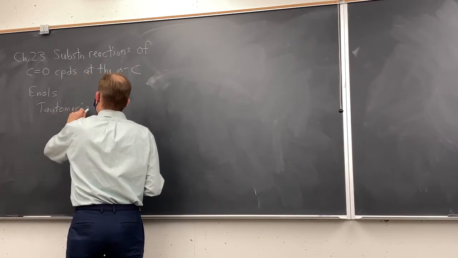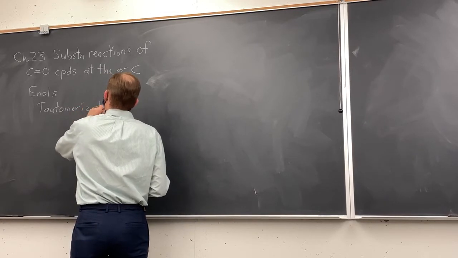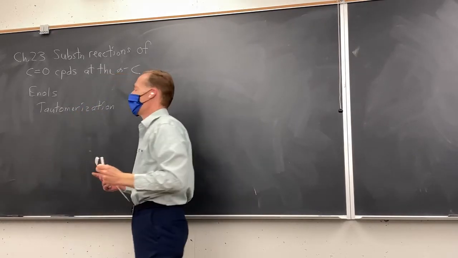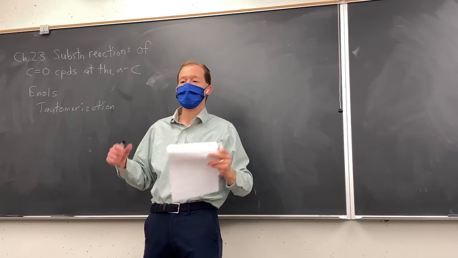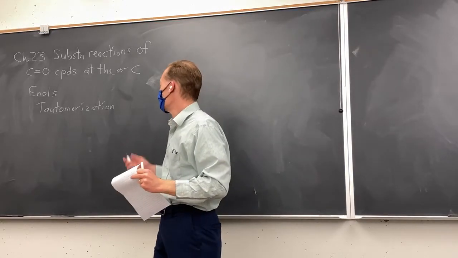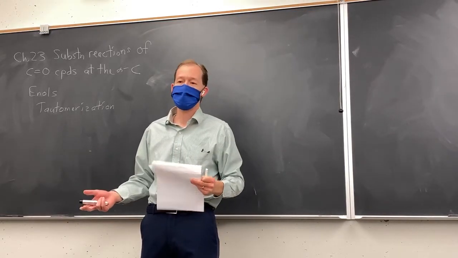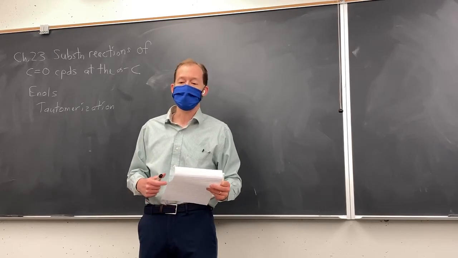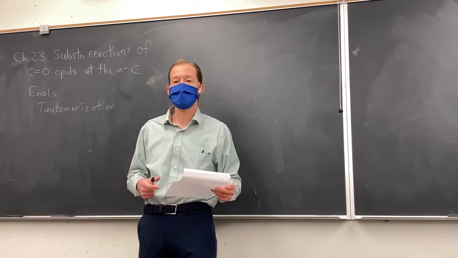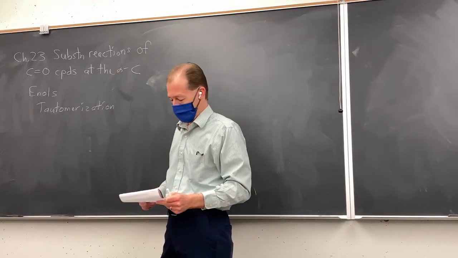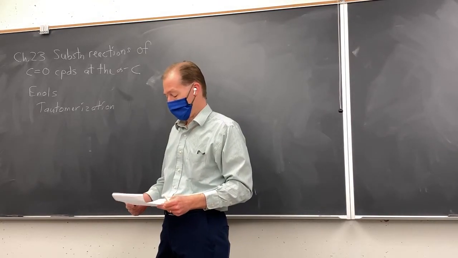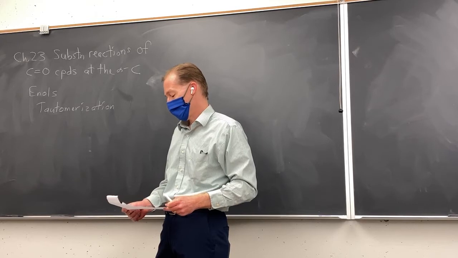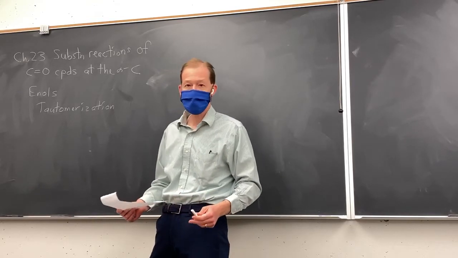So an enol is a tautomer of an aldehyde or a ketone. So the process of converting an aldehyde or a ketone into an enol is known as tautomerization. And we have mechanisms for drawing a tautomerization in acid or base. So you should be able to draw that mechanism in either acid or base.